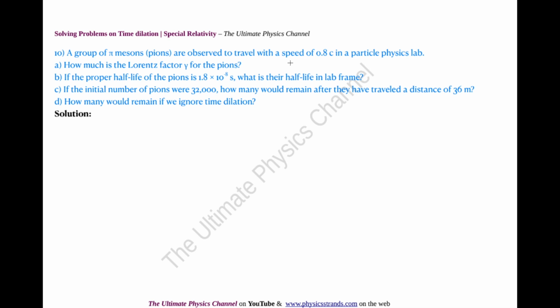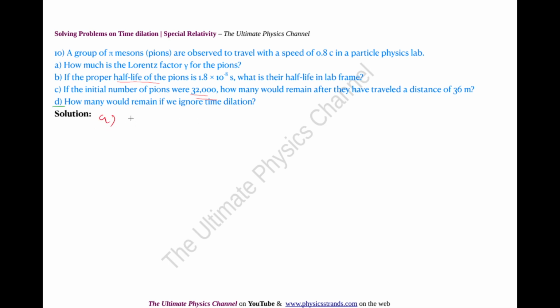And then if the initial number of pions were 32,000, how many would remain after they have traveled a distance of 36 meters? How many would remain if we ignore the time dilation? That's the fourth part. Third part, we will consider the time dilation. The fourth, the D part, we would not consider the time dilation. Right? So here, the question gives us the half-life of pions. That is why the numbers are given, and we have to use the decay equation to solve this one, right? So let's do all the parts one by one.